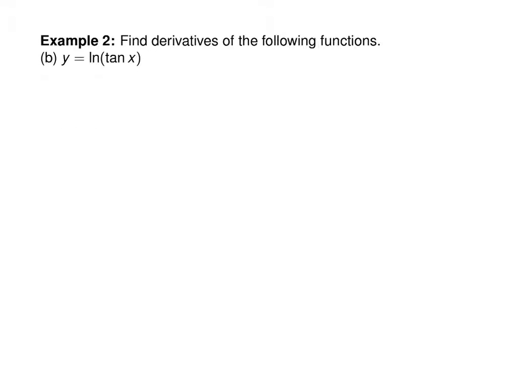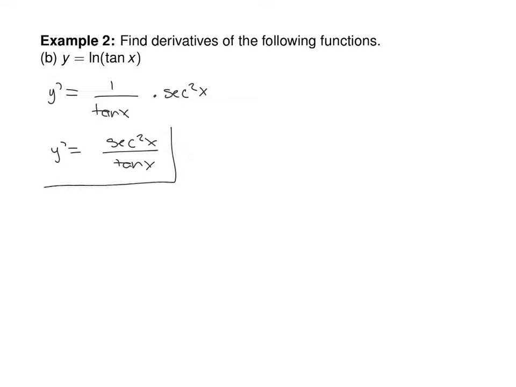Okay, how about this one? ln of tan 10x. Y prime will be 1 over tan 10x times 10 secant squared 10x. So y prime is 10 secant squared 10x over tan 10x. Could I rewrite that with just sines and cosines, just for practice? Let's just do it for practice.